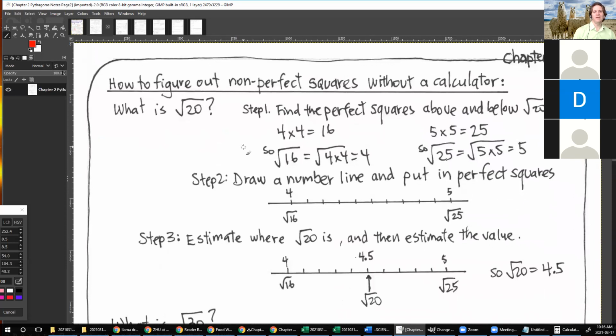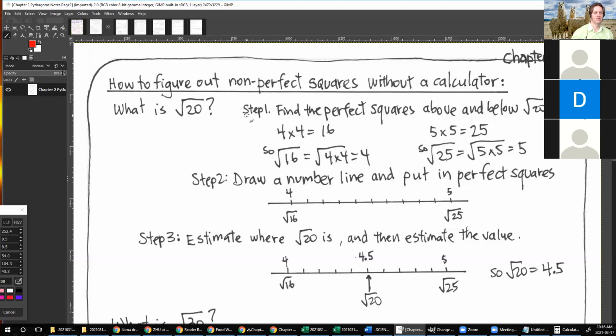Okay, so if you don't have a calculator, there is a way of sort of approximating or getting a rough answer. And I'm going to show you how to do this. There's going to be one question on the test very similar to this, so there's your warning for you. What's the square root of 20?